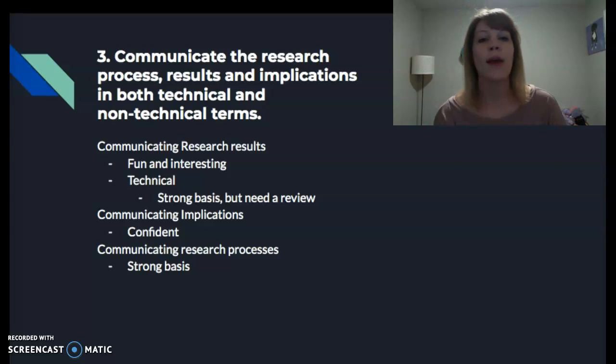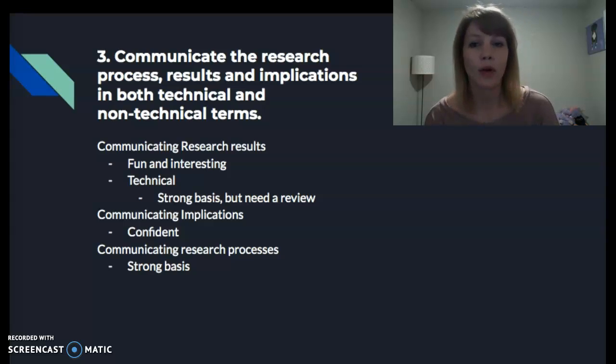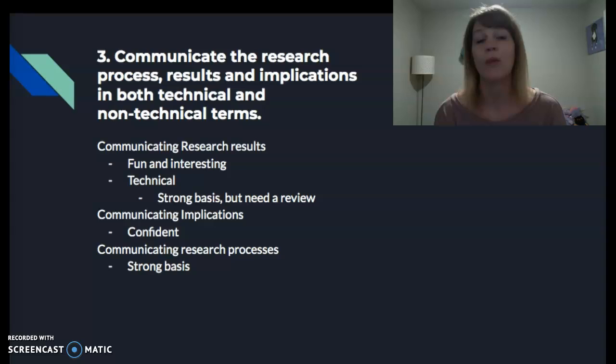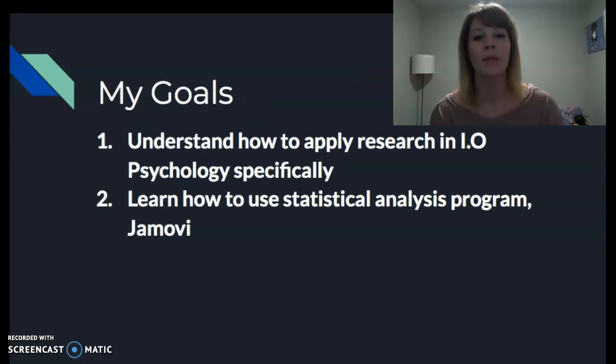I think that this program and undergraduate has helped me understand how to communicate the implications of results pretty well. I think that I'm pretty good at connecting results to the real world or translating results so that they seem relevant to real world situations. I also think that undergrad has prepared me quite a bit with communicating the research process. As I've already mentioned, I received a bachelor's in psychology, so research processes were discussed extensively.